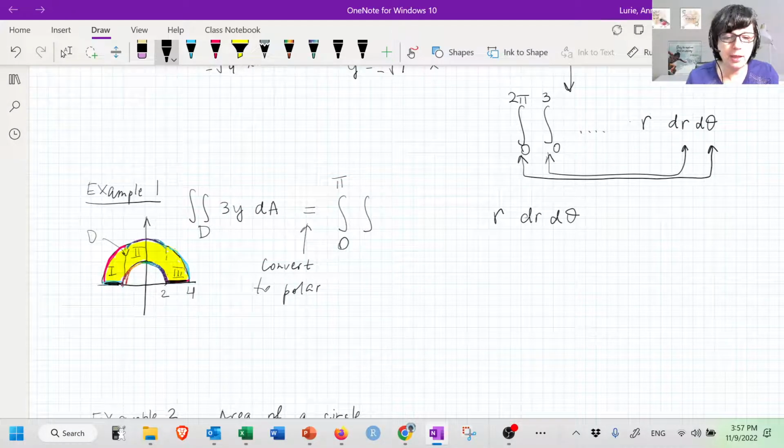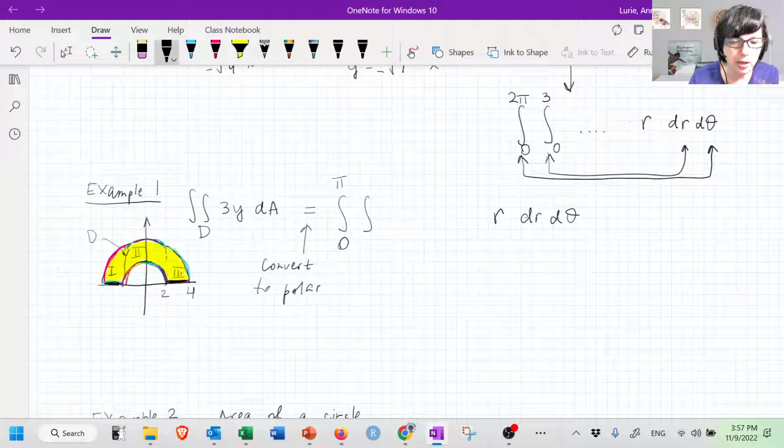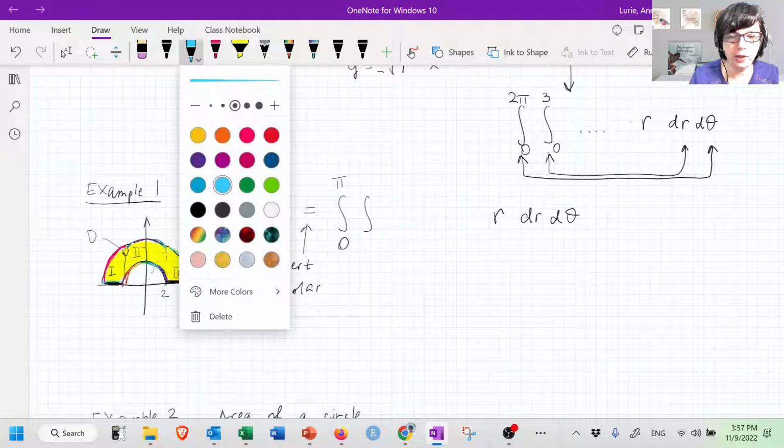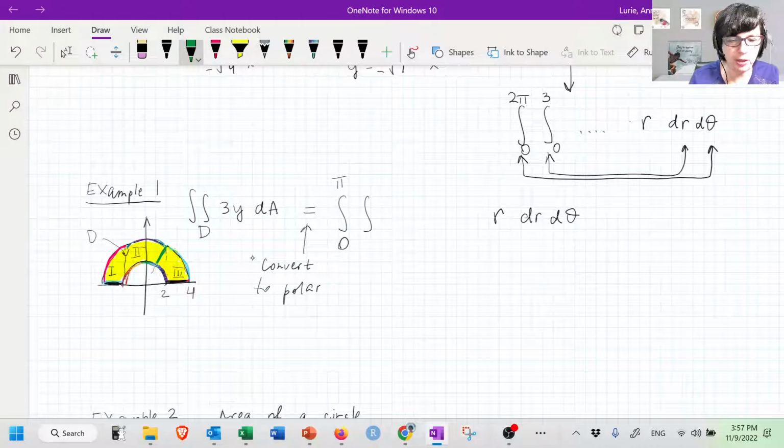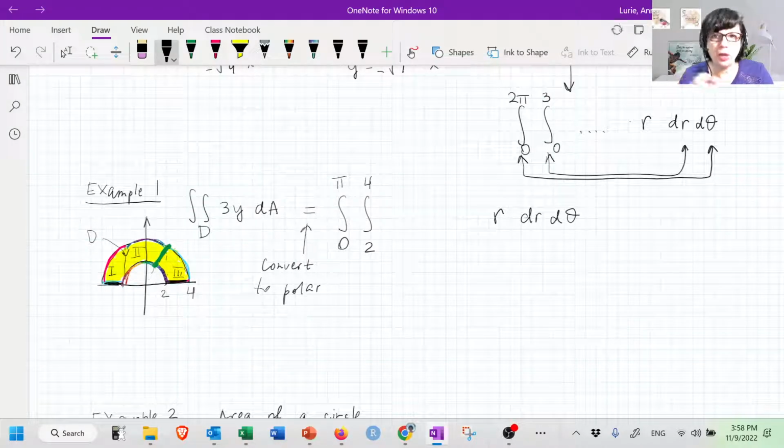For the inside limits, let's fix a theta. Let's say theta is fixed, it's this angle. Then, in dark green, this right here is what we're going to be integrating. We start over here, where the radius was 2, and as we keep going, the radius will be 4. So this will go from 2 to 4. Okay, so we set it up. It's very easy. The limits don't have any variables.